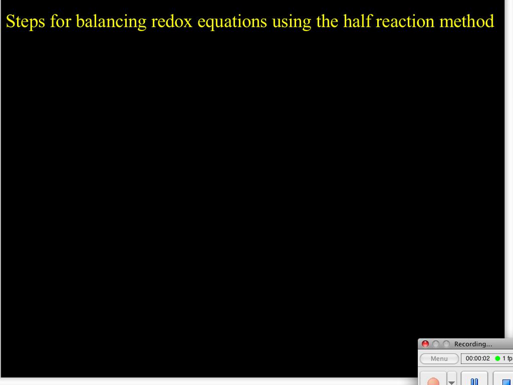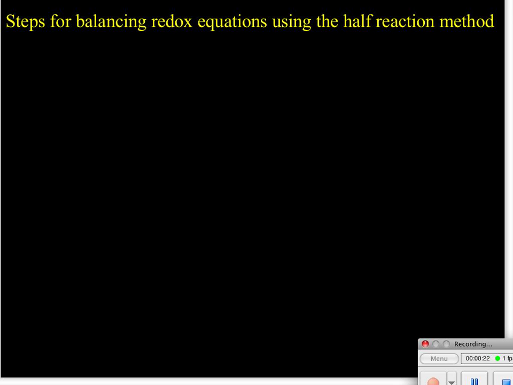In this mini lecture, I'm going to be talking about the steps for balancing redox reactions using the half reaction method. You probably have the steps for this in your textbook, or you may already have it in your notes. If you don't already have it, you'll want to take a look at the first part of this video and copy down these notes.